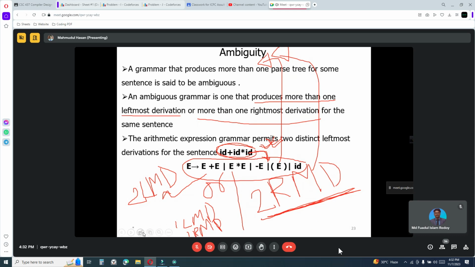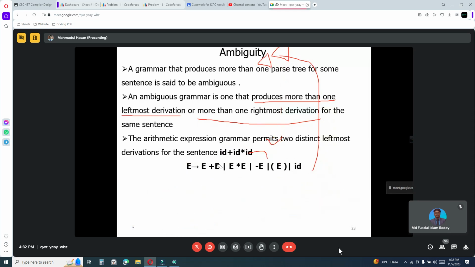Now how many students are in the meeting? Please check. How many? 36. 36. Oh, good.